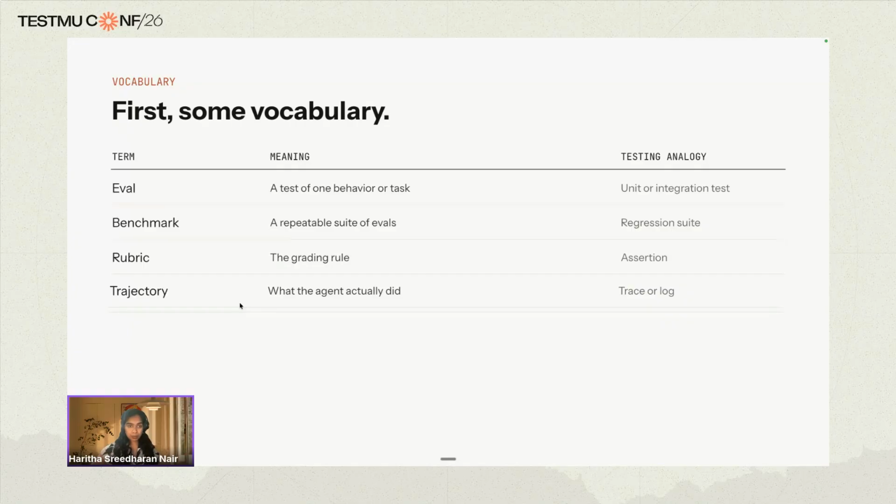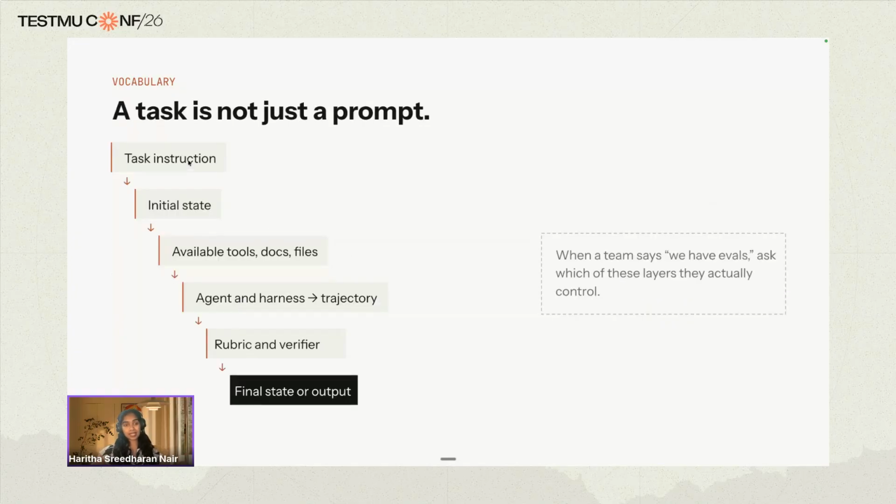Now, the fifth and the most important thing is the task itself, breaking that down. So the task is not just the prompt. It consists of what we call an instruction, which is the prompt, and the initial state of the system. So imagine you're testing Stripe. The state of the system is all the transactions that have happened in the past or the current state where it's a new account. All of that counts towards initial state.